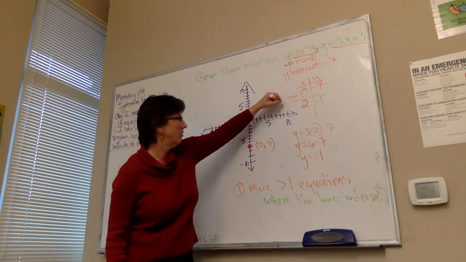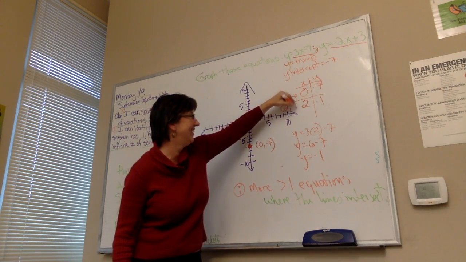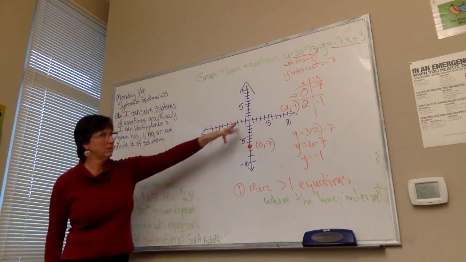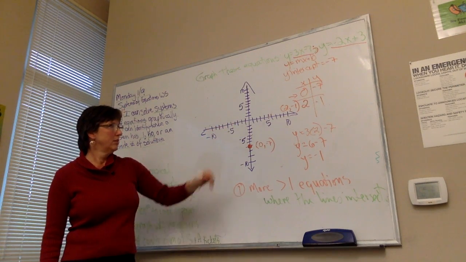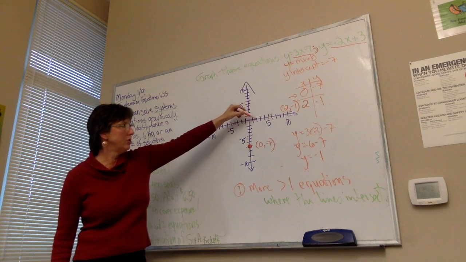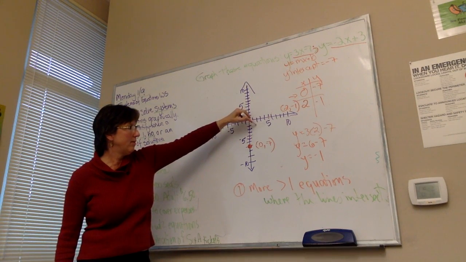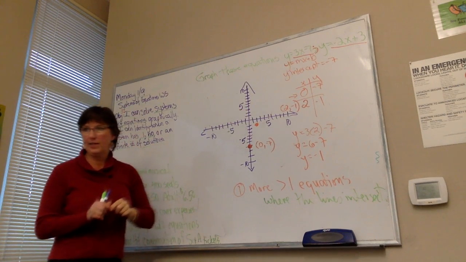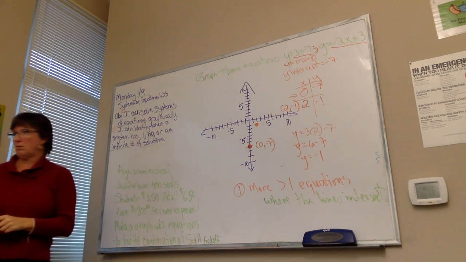That's how we write it in ordered pair format. So we can find x is equal to 2, and we can drop down 1, right? Bada bing, bada boom. Now, can I connect those dots? Sure.